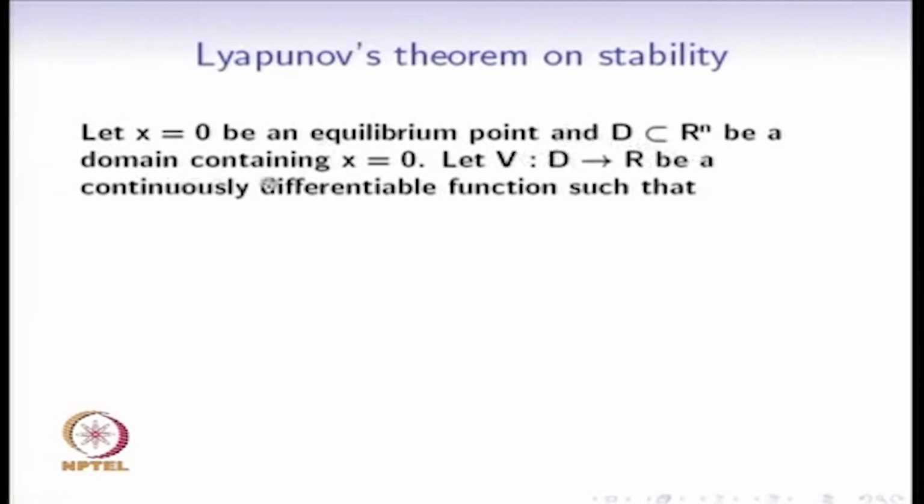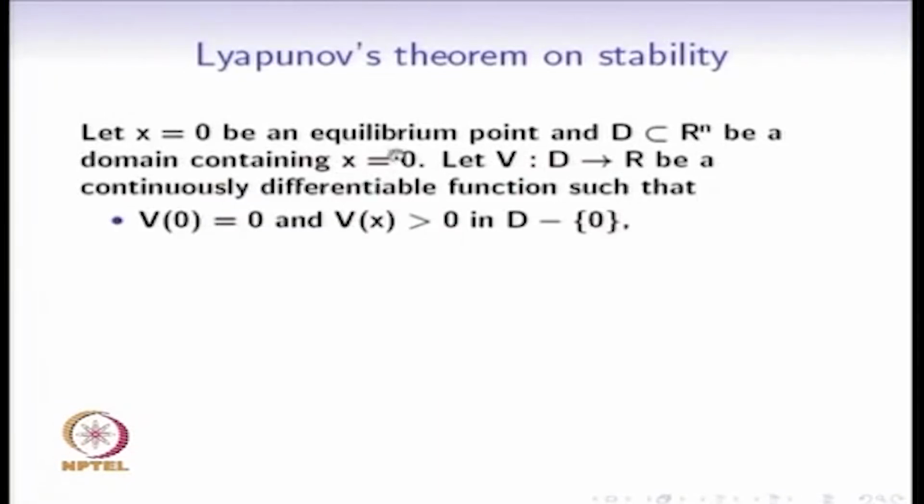Let V be a continuously differentiable function. So, V itself is continuous and its derivative is also continuous. That is the meaning of continuously differentiable function, such that V satisfies some conditions. V of 0, at the equilibrium point 0, V is equal to 0, and inside that domain at every other point V is positive. V is allowed to be 0 only at the equilibrium point, at other points it is positive. Secondly, V dot is less than or equal to 0. So, we have missed a 0 here.